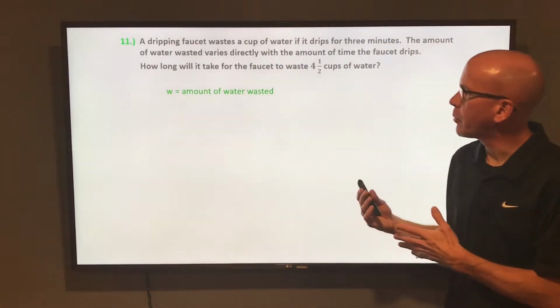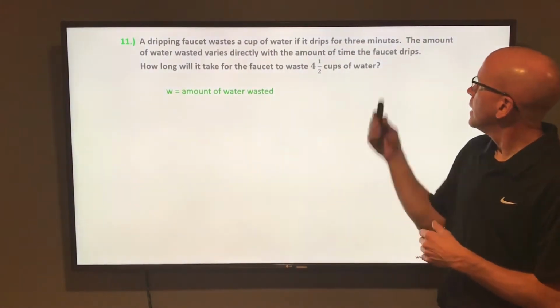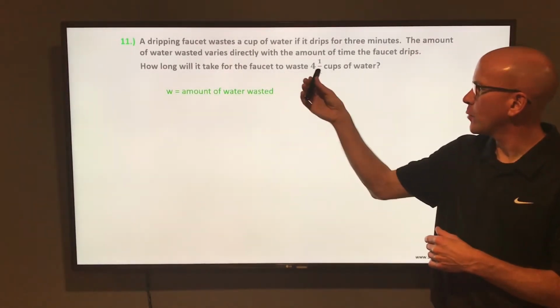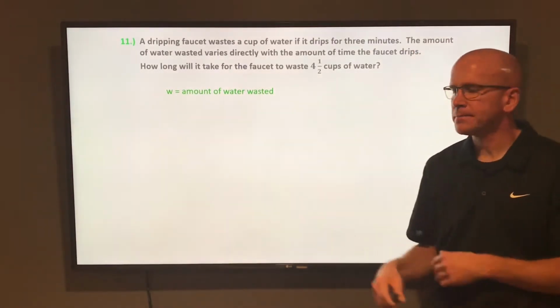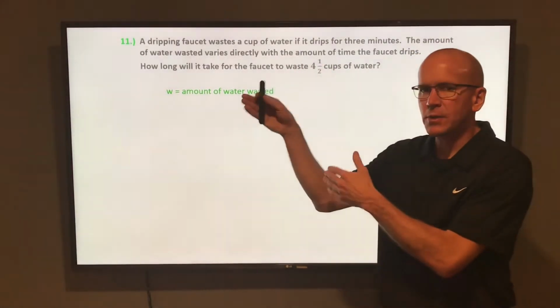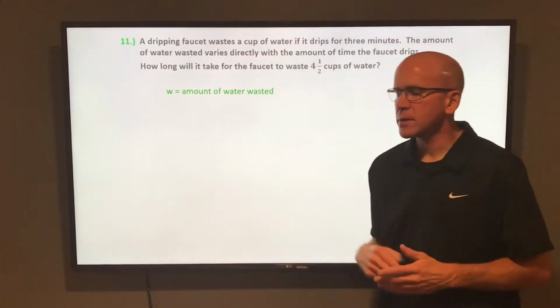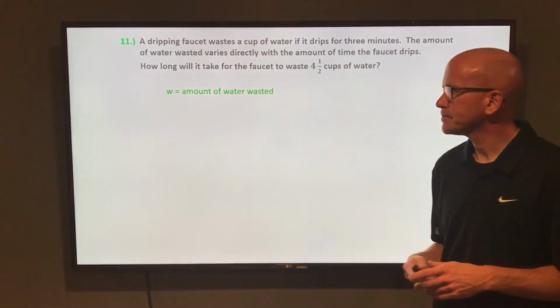So you could set up a proportion. You could do 1 over 3 and set that equal to, it says how long will it take for the faucet to waste 4.5 cups, set that equal to 4.5 over x. So water wasted over time equals water wasted over time. The amount of water wasted varies directly with the amount of time the faucet drips.